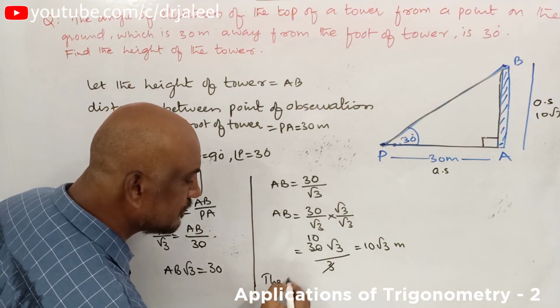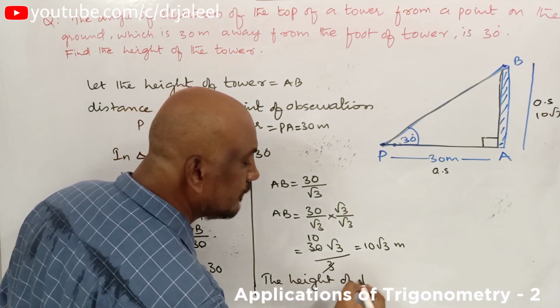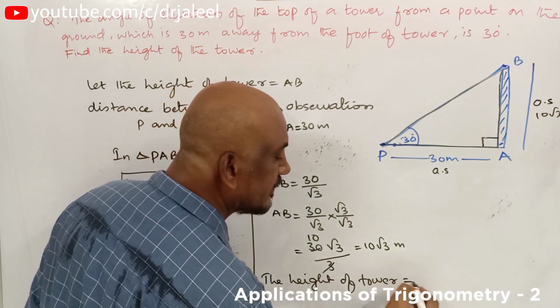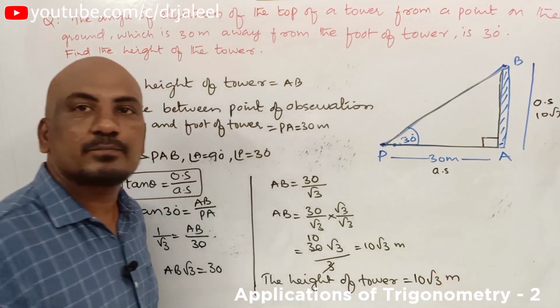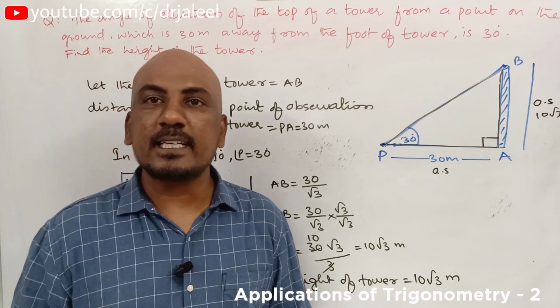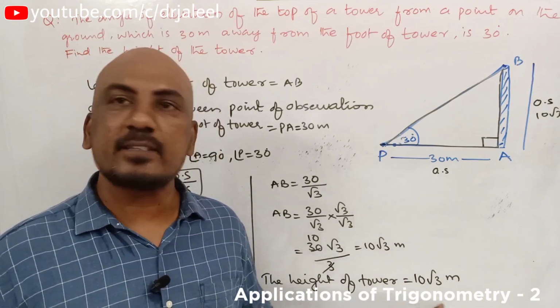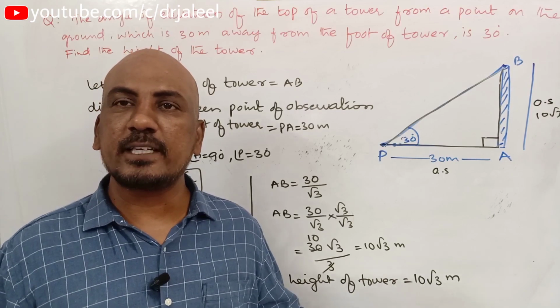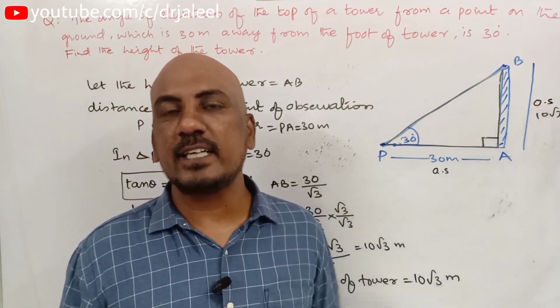Let us give the conclusion. The height of the tower given is 10 root 3 meters. If you want, you can even substitute the value of root 3. What is the value of root 3? 1.732. 10 into 1.732, you will get 17.32 meters as the height of the tower.